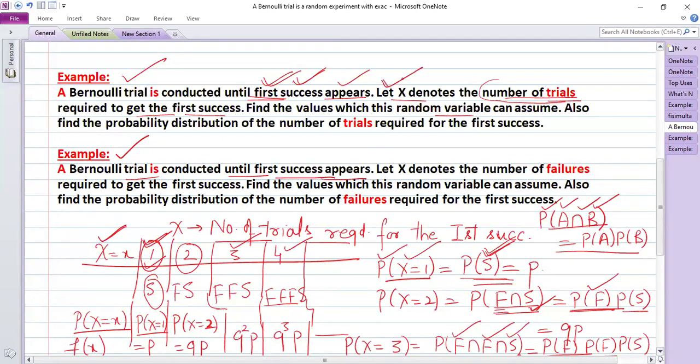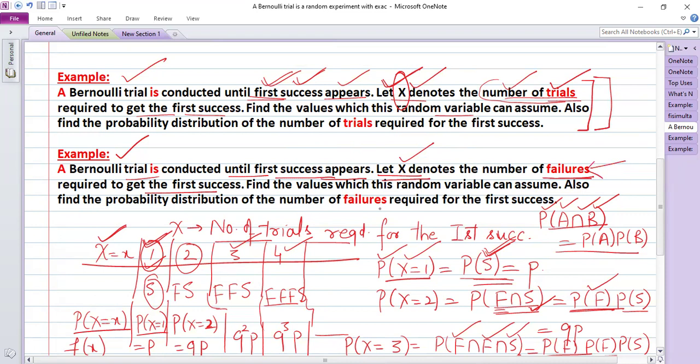But in this example, what was our random variable? The number of trials required to get the first success. In the very first example, our random variable was the number of trials for the first success. But in this example, what is X? It is the number of failures to get the first success. Please mind, I repeat, in the first example the random variable was the number of trials for the first success, but in the second it is the number of failures for the first success.